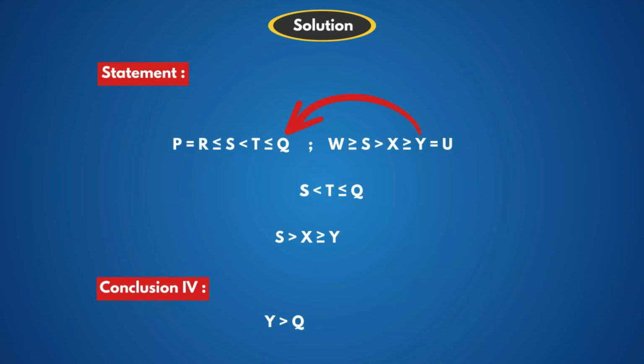In this statement, S greater than X greater than or equal to Y. So here S less than T less than or equal to Q. But in the conclusion they are asking the relation Y to Q. So we can write Y less than or equal to X less than S less than T less than or equal to Q.